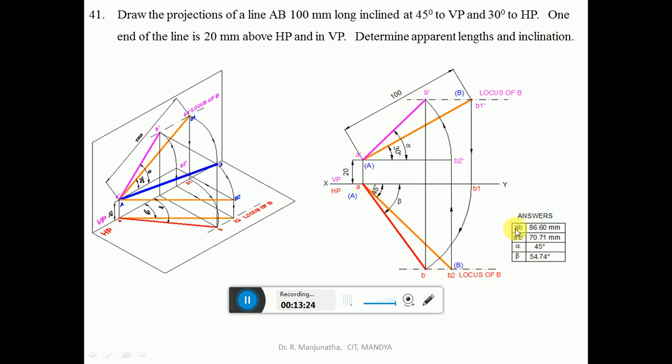So AB will be 86.6 if you are doing it in the computer. If you are doing it manually, it will be 87, and A dash B dash will be 70.71 in the computer. If you are doing it manually, it will be 71 mm. Similarly, by using the protractor, you measure the angle alpha, which is 45 degrees, both in the computer as well as manually. And the angle beta will be 54.74 if you are doing it in the computer. When you are doing it manually, it will be 55 degrees.